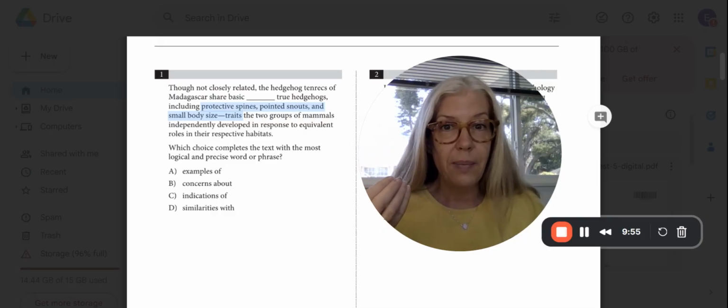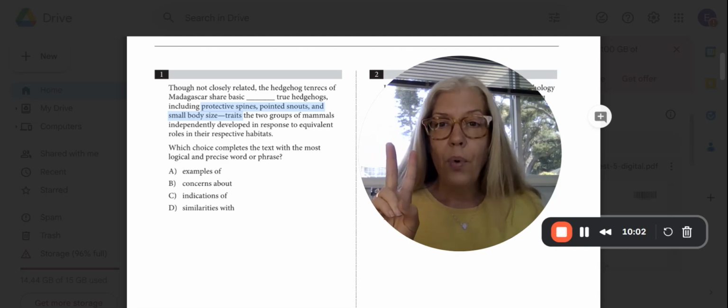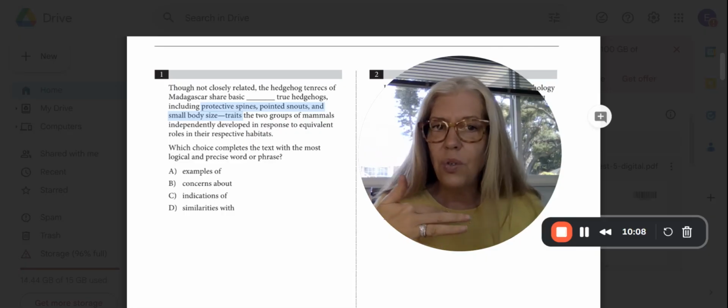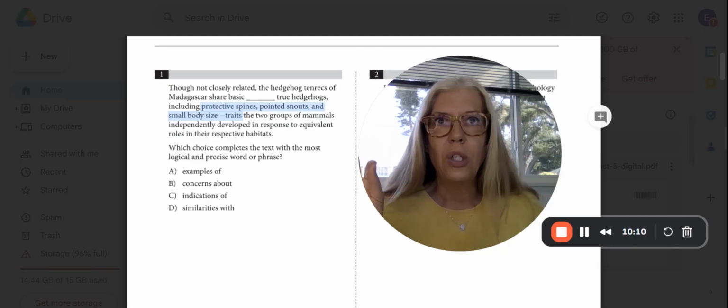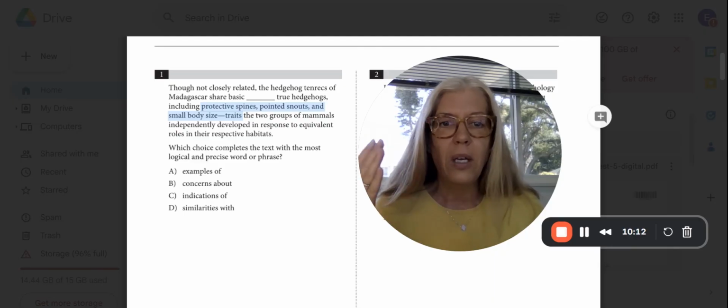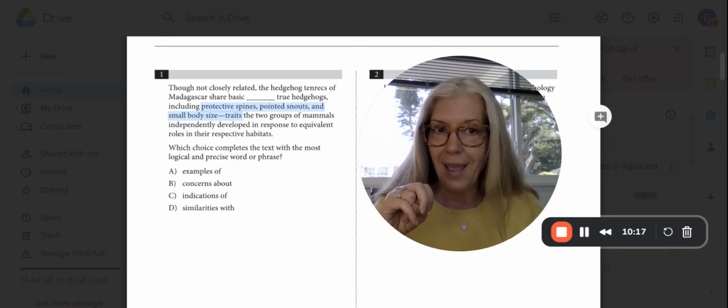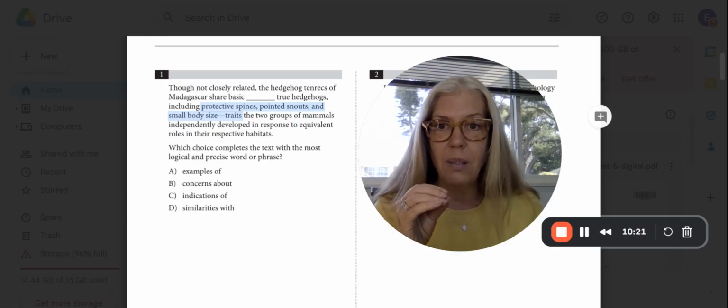So it is a simple list, and there's a comma and "and." So protective spines is one, comma, pointed snouts, comma, and small body size. You make simple lists all the time. You tell whoever is running to the grocery store what you want. You make a very simple list, and it's one thing, a second thing, comma, and. So I really want you to think about that with a simple list. That's one reason why I'm letting you pick a comma.